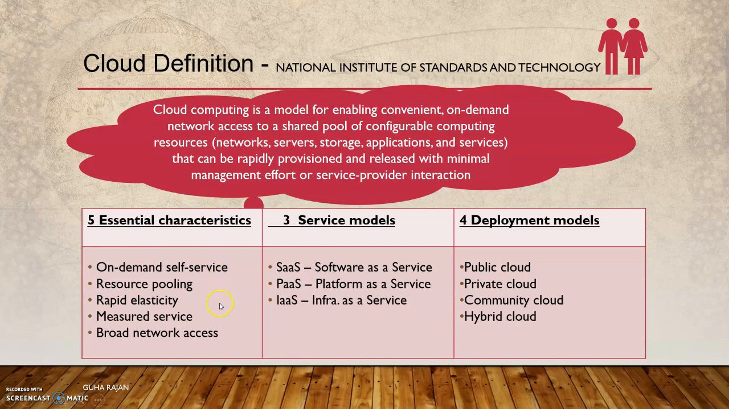And all these are automatically measured. Based on the number of CPUs, they might charge you. And all this happens through the network, the broadband network. So that is what the essentials are. And the next one, the service model, is important.